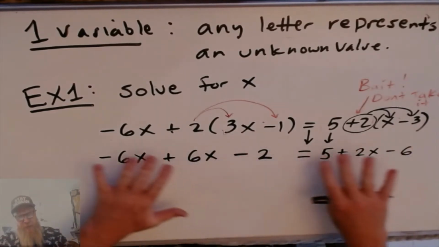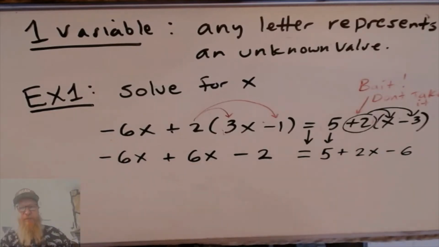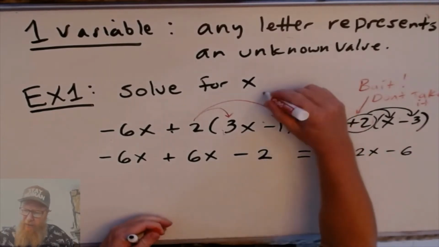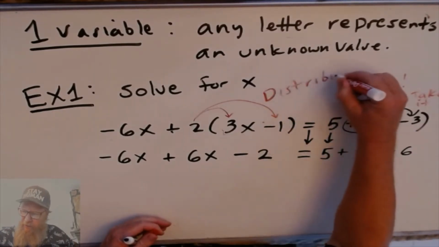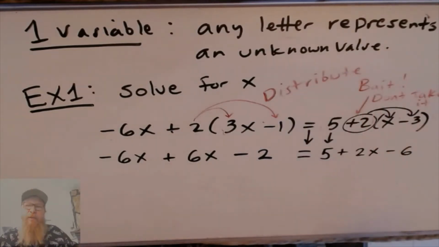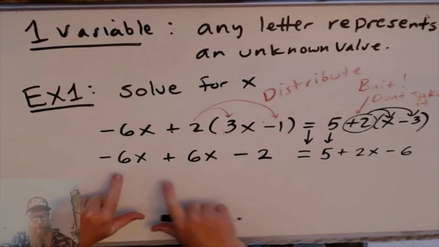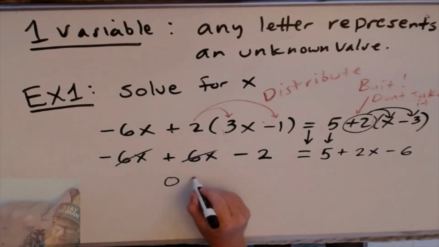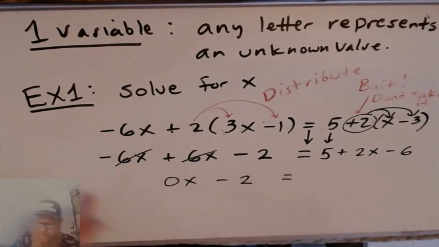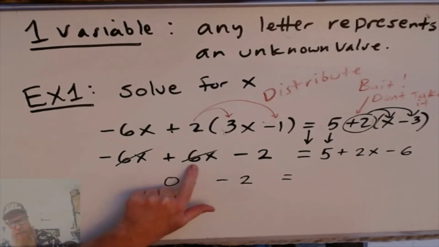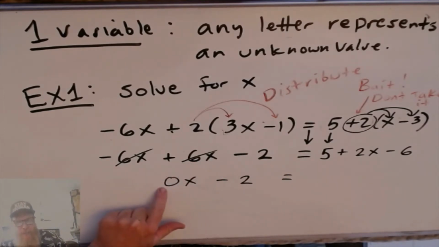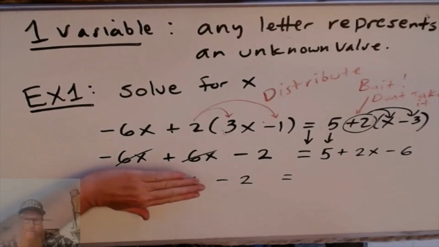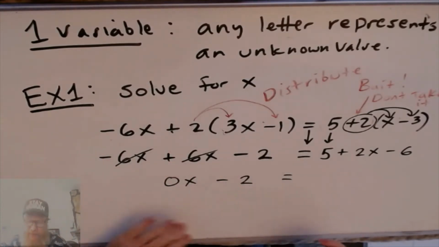So your first objective is to get rid of all the parentheses. That's your first step, distributing. If you need a little reminder of that, we call that the distributive property, or sometimes we just say distribute. Some people say distribute. You can say it that way as well. Negative 6x and positive 6x. That is 0x. Negative 6, positive 6 is 0. In fact, in the next step, I just won't write it. 0x is gone. There are no x's on this side.